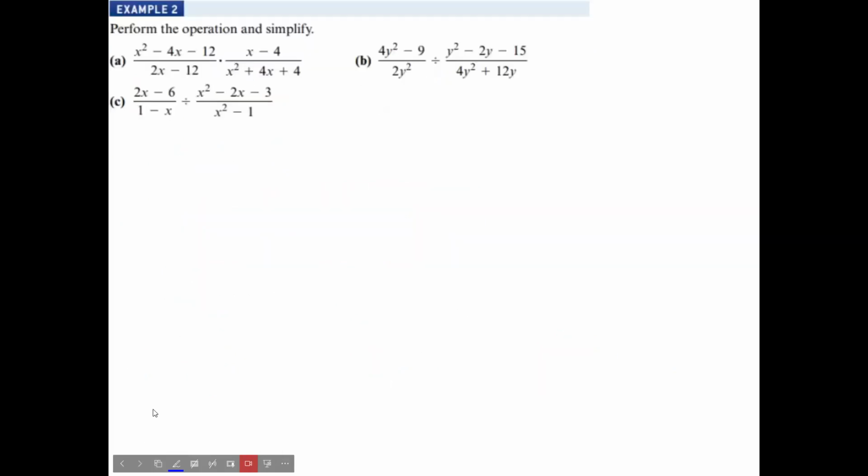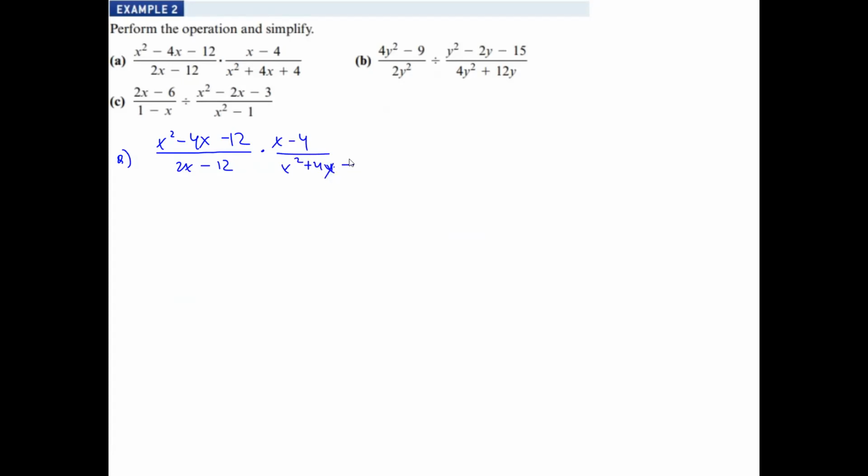Okay, gentlemen. Perform operation and simplify. Let's do it. x squared minus 4x minus 12 over 2x minus 12, times x minus 4 over x squared plus 4x plus 4. So let's analyze. 12 is not a perfect square, right?